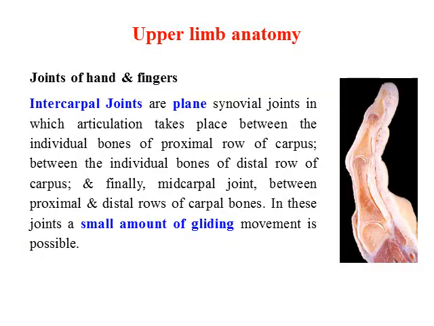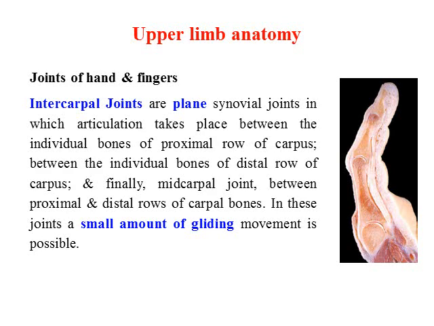Joints of the hand and fingers. These are represented by intercarpal joints, carpometacarpal joints, intermetacarpal joints, metacarpophalangeal joints, and finally interphalangeal joints. The intercarpal joints are plane type of synovial joints in which the articulation takes place between the individual bones of the proximal row of carpus.